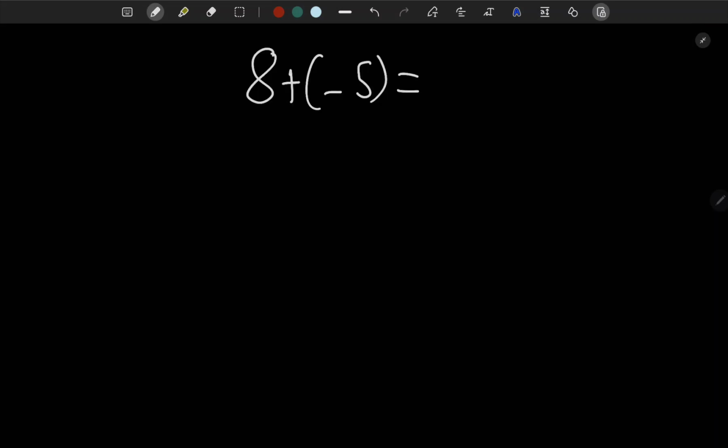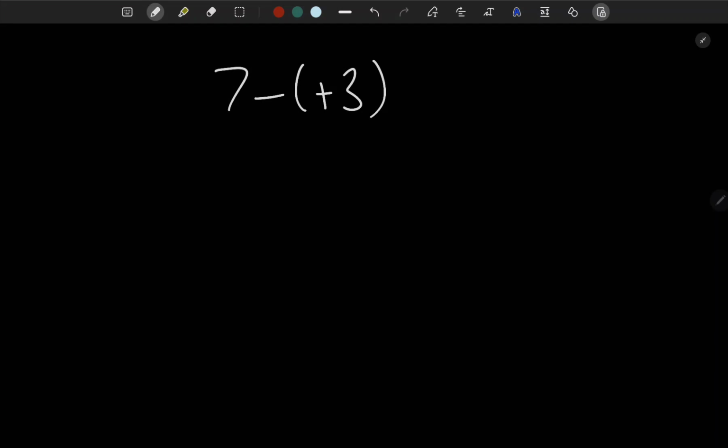So here we have 8 plus minus 5, which is equal to, as we know from before, if we have a plus and minus sign together, the minus takes over. So this becomes 8 minus 5, which is equal to 3.